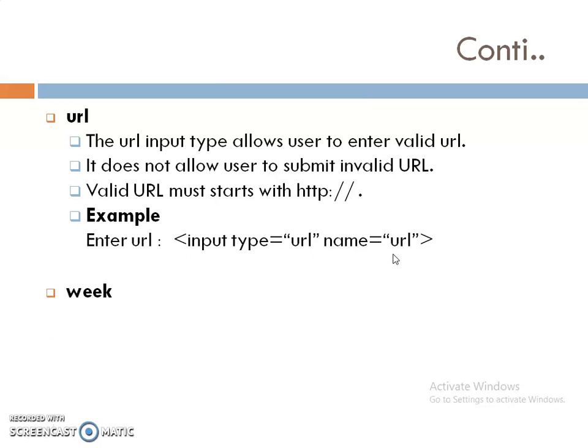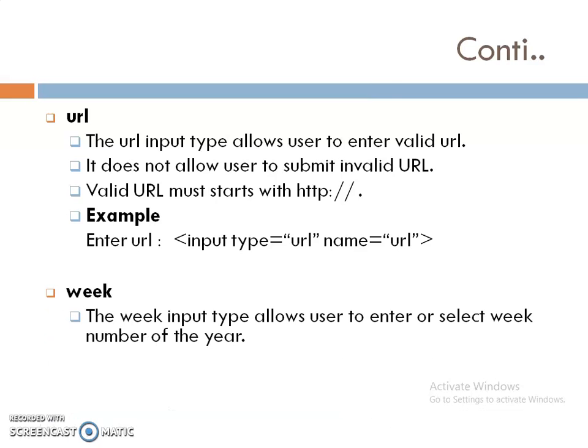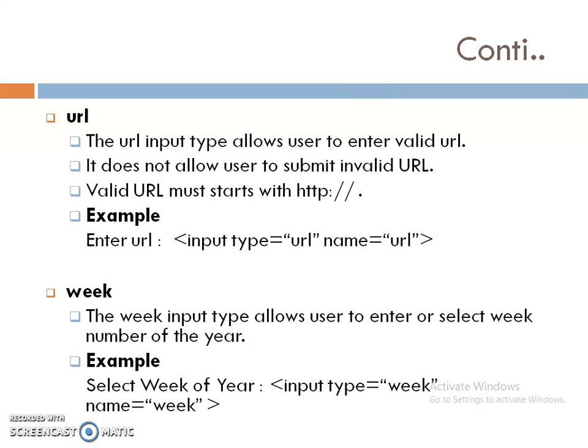Week: it allows the user to enter or select a week number of a year. For example, select a week of a year, and here we are specifying type is equal to week only, and this is a user defined name for the field.